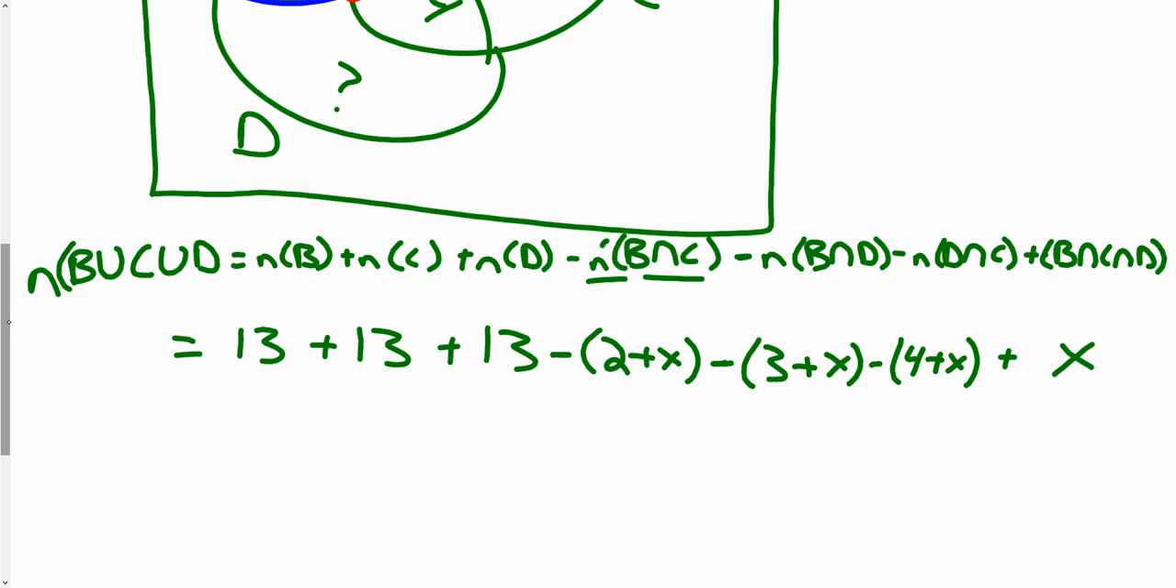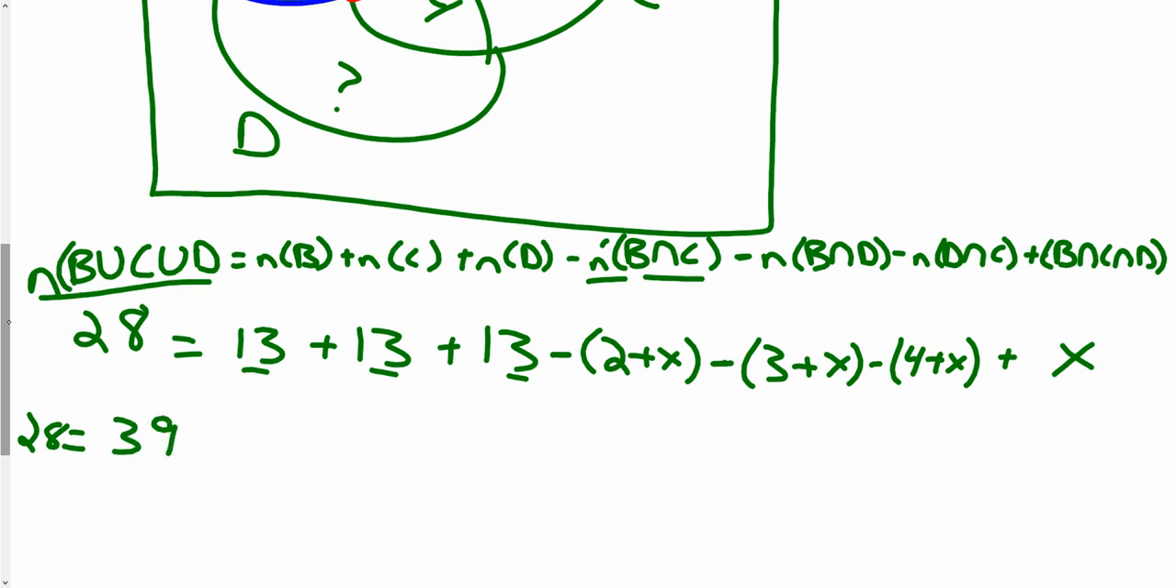So now what I'm going to do is I can add up things that are similar. So 13 plus 13 plus 13 equals, oh, I also know the total number of birds and cats and dogs. The whole total, the whole shebang of people that owned all of them was 28. Right? Yeah, so 28 here equals, so 13 plus 13 plus 13 is 39.